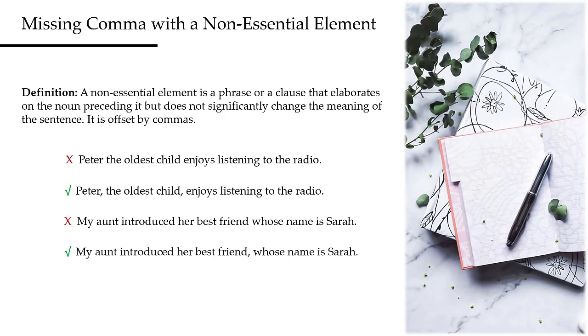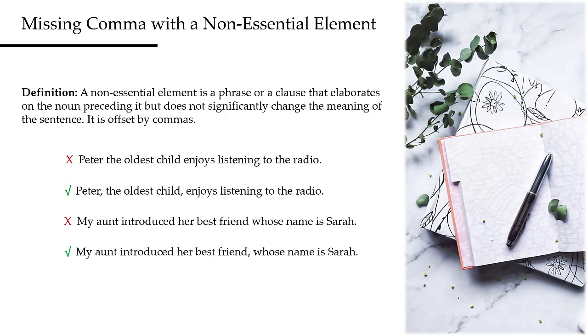So this example, Peter, the oldest child, enjoys listening to the radio. The point of this sentence is that Peter enjoys listening to the radio. So the fact that he's the oldest child, that does add information to our sentence, but it doesn't change the main meaning of the sentence, the fact that he enjoys listening to the radio. So this is what's called a non-essential element. It's extra information. It adds detail that helps the reader understand what's happening, but it isn't essential to the meaning of that sentence. So we have to set that off with commas.